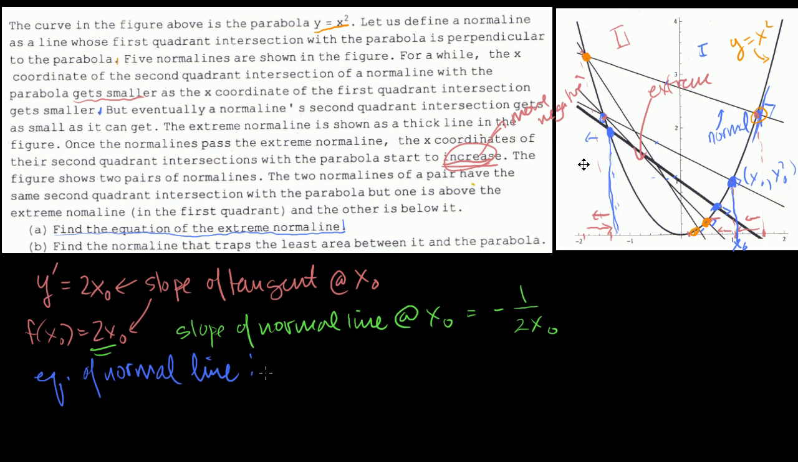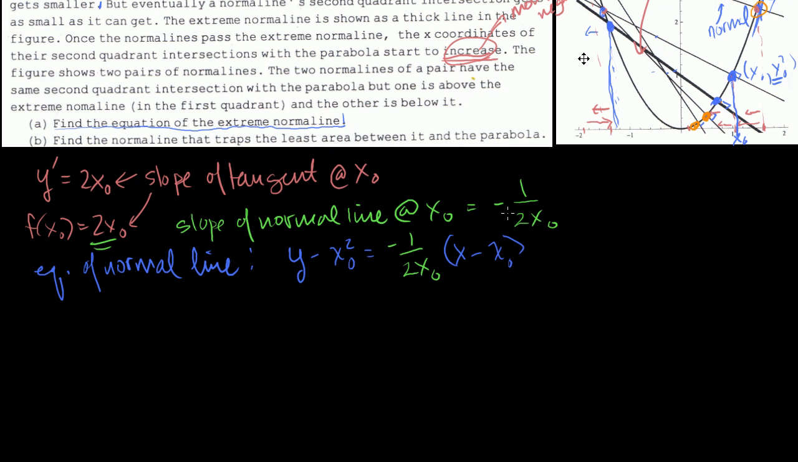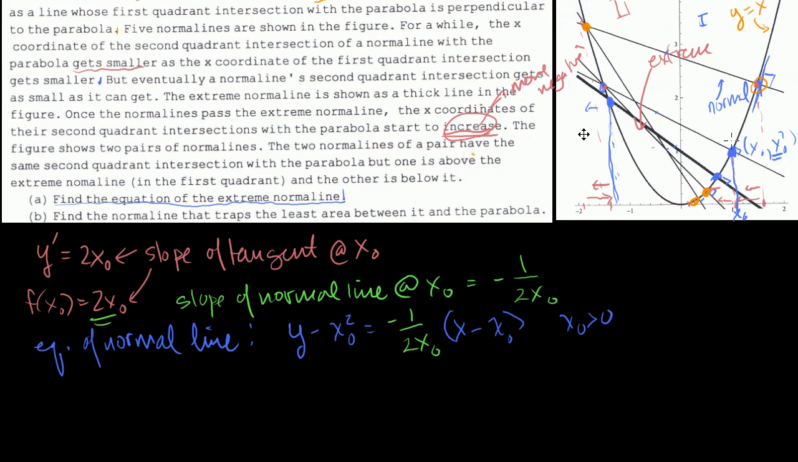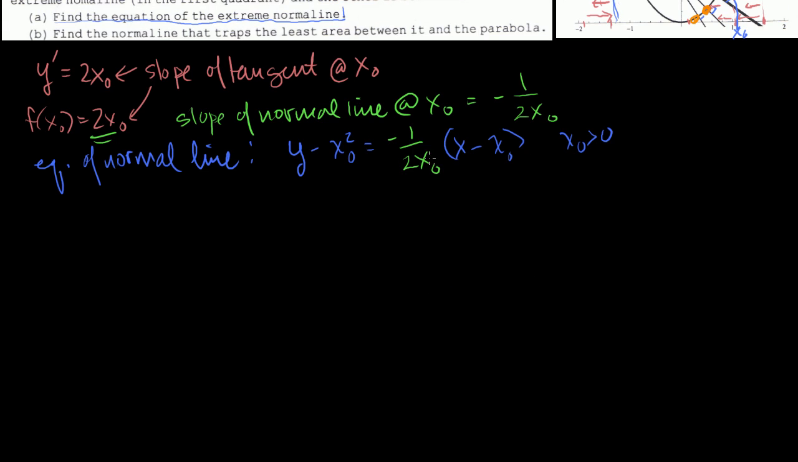would be equal to, this is just the point slope definition of a line. You say y minus the y point, which is just x naught squared, that's that right there, is equal to the slope of the normal line, minus 1 over 2x naught, times x minus the x point that we're at, minus x naught. This is the equation of the normal line. So let's see. And what we care about is when x naught is greater than 0, right? We care about the normal line when we're in the first quadrant, when we're in all of these values right there. So that's my equation of the normal line.